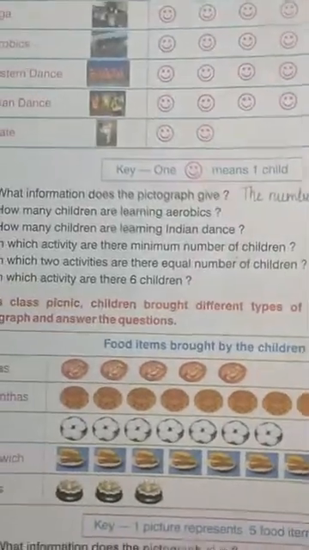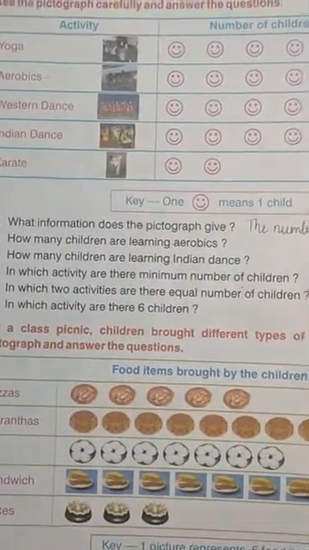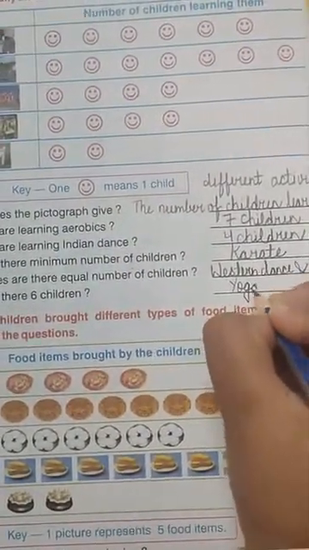Next, in which activity are there 6 children? 1, 2, 3, 4, 5, 6. In which activity? Yoga. So here I will write yoga. Similarly, now we will try the next question.